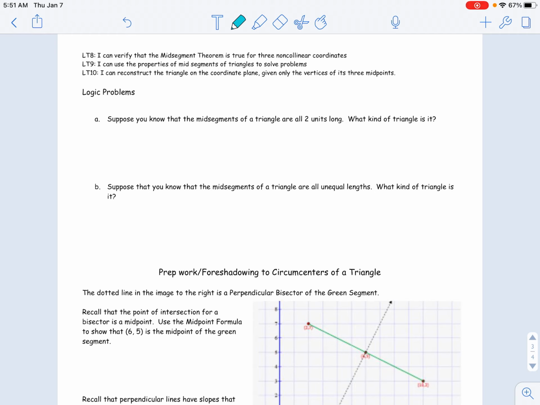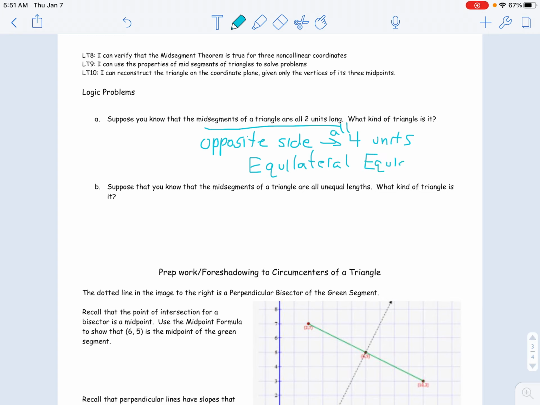Alright, now we got some logic problems. Suppose you know that the mid-segments of a triangle are all 2 units long. What kind of triangle is it? Well, if all the mid-segments are 2 units long, that means all the opposite sides of the mid-segments, which are actually the sides of the triangle, are all 4 units. Well, if they're all 4 units, that means it's equilateral. Equilateral, equiangular.